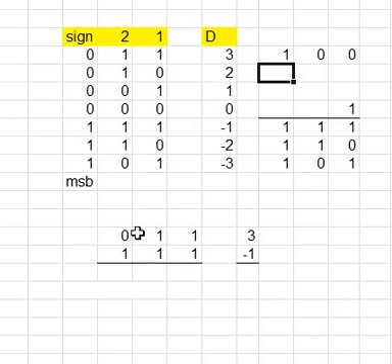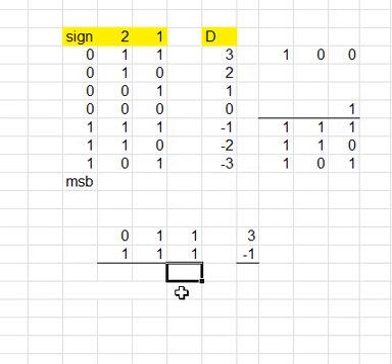Now we're going to find that we can do subtraction by adding the positive number to the negative of the number we want to subtract from. So if I want to subtract 1 from 3, I take the binary equivalent of 3, and then the binary equivalent of negative 1, and then I use addition.